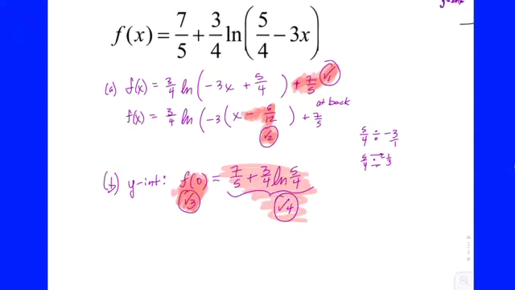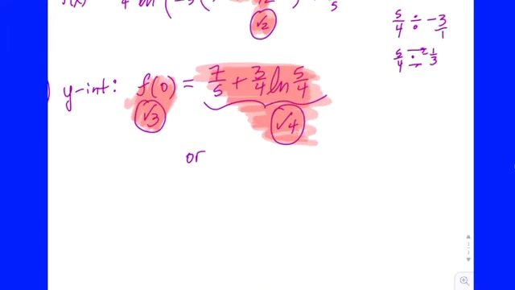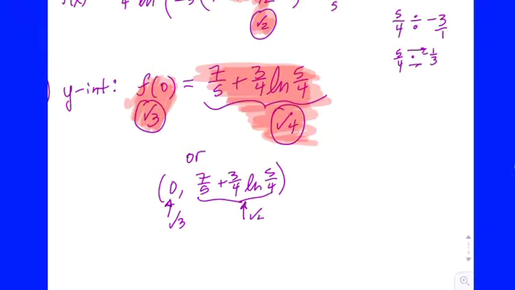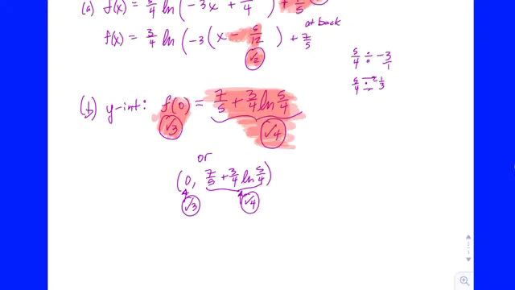Or you could have plugged it into the standard transformation one. But remember, that one is only really good for transforming into something that's sketchable. The other version is a little bit easier. So the notation is important. So you could also earn it like this. If you write it as an ordered pair, 0, comma, and then you have it 7/5 plus 3/4 natural log of 5/4. I'll let this be the third check, and then this could be the fourth check. Okay, because that also kind of indicates what you're doing. It shows that you're plugging in a 0 for x.